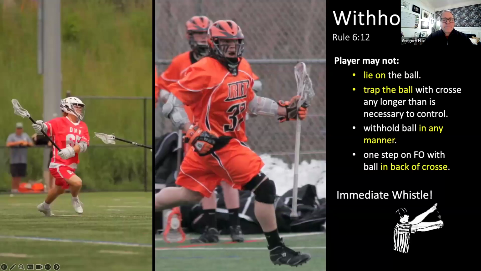All right, withholding. Withholding is lying on the ball, trapping the ball with the cross longer than necessary to control, withholding the ball from play. If you look at the image on your right, you will see that the individual is thumbing the ball. He's got his thumb pressed into the ball so that it doesn't come out. The other thing you'll see players do is press the head of the cross against their chest. It's called chesting the ball. And then they will run through like 11 guys, and you're like, how did he hold on to the ball? Well, he's got it pressed against his chest.